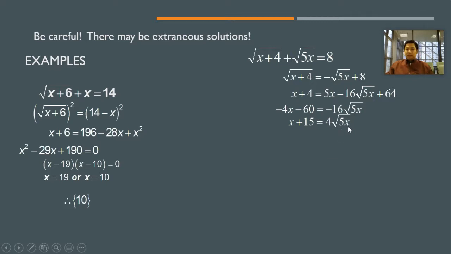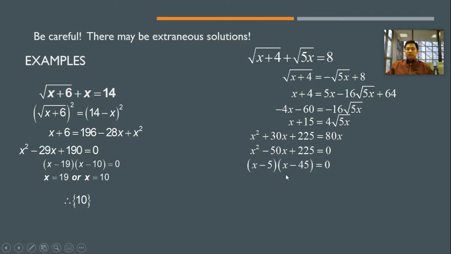Still a radical, so for us to get rid of the radical, we do another square. This time we now have x plus 15 squared, and then 4 times square root of 5x squared. 4 is squared, 16 times 5x. And we perform the same operations as this.